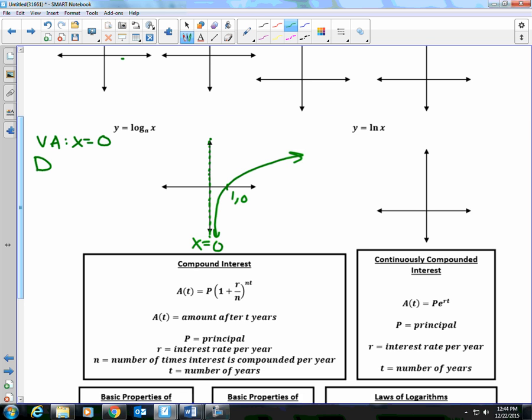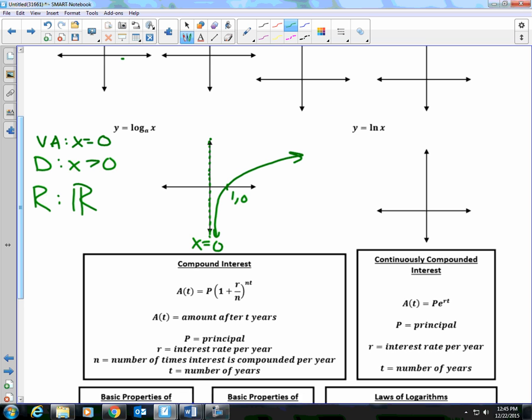What is the domain? Look at the graph. X greater than 0. The range? All real numbers, yep. Natural log is the same thing. It's just log base e. So don't treat it any differently. Depending on the base, the graph might be stretched a little bit more, and that would be it.